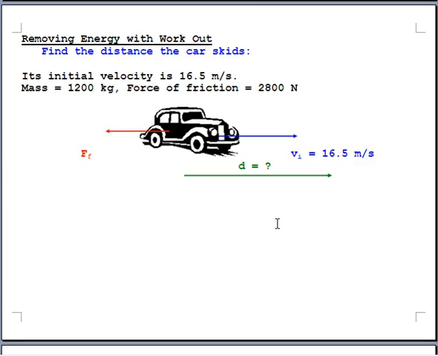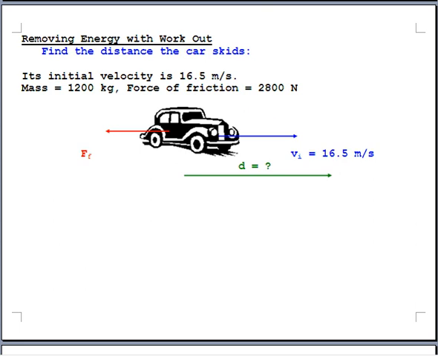Let's try this out. So we're going to find the distance the car skids. The initial velocity is 16.5 meters per second. Actually, if you want, you could probably just cherry pick the numbers. You don't even have to write the words. The mass is 1,200 kilograms, and the force of friction is 2,800 newtons.